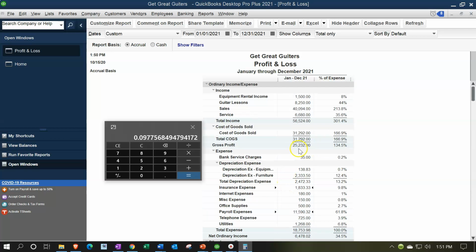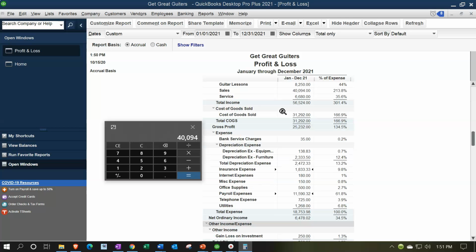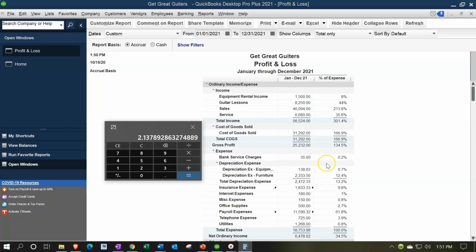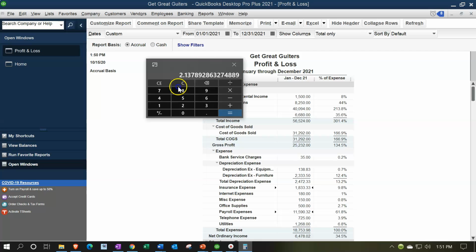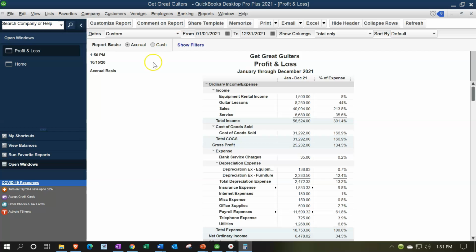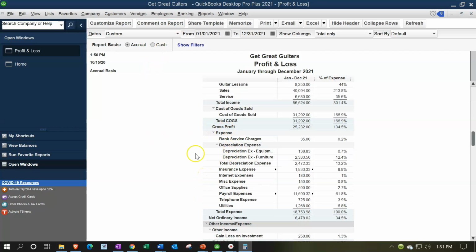If you look at the income, they're comparing it to the expenses as well. So if I took sales at the 40094 divided by the total expenses of the 18753.98, we get, if we move the decimal 2 places over, 213.8 about. I don't think that's as useful unless you have a specific item in mind that you're comparing to, but this comparison down here may be useful.